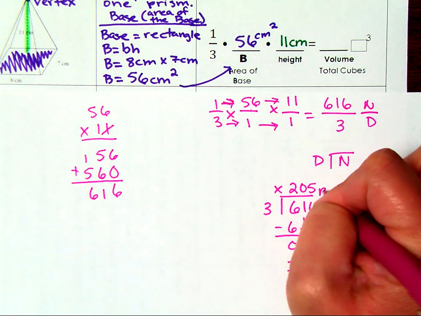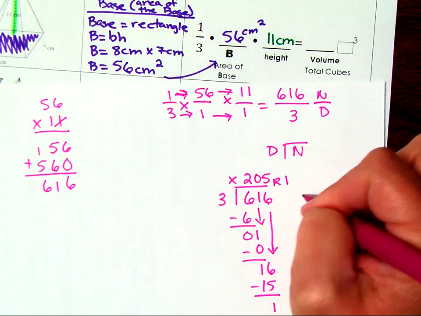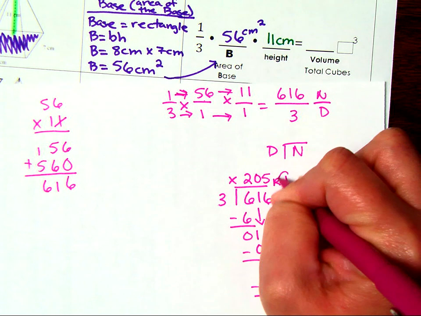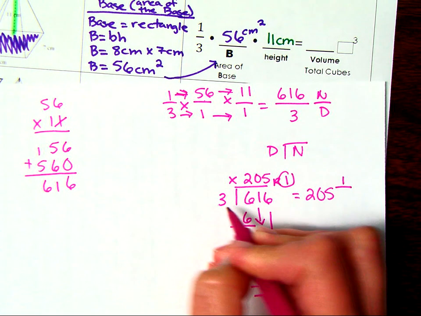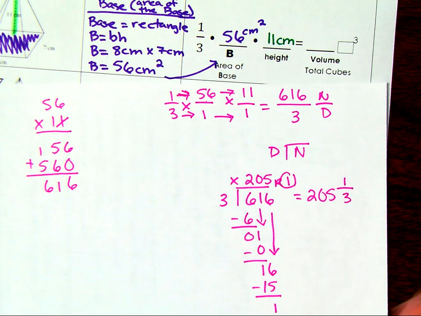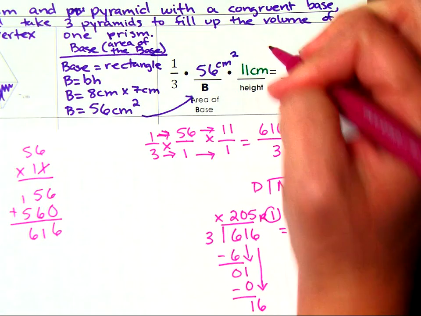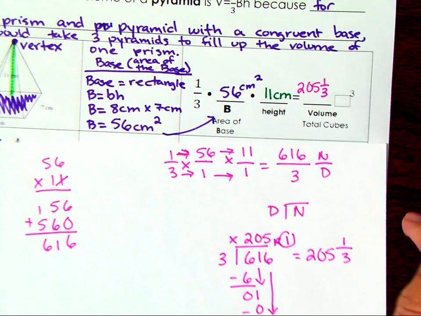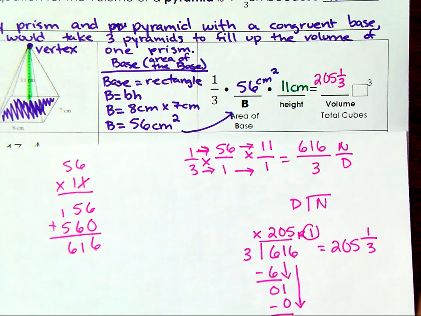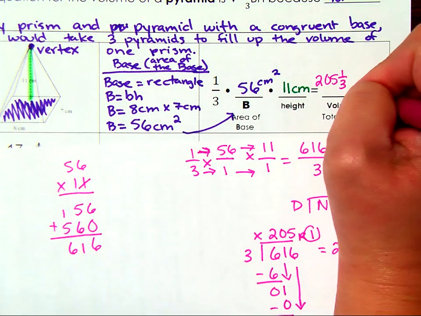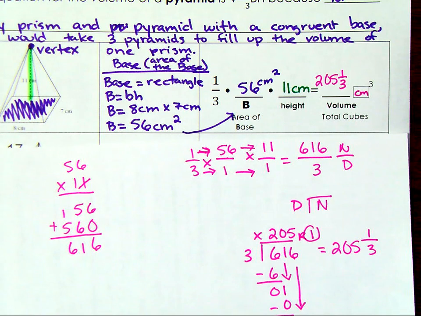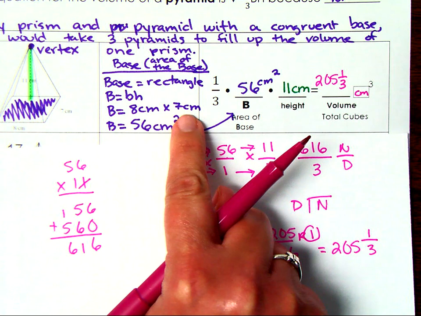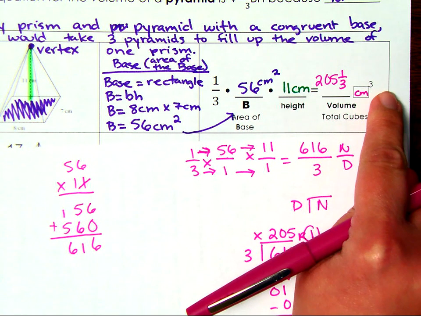If it doesn't go in evenly, we can say remainder 1, because we can make that a mixed number. So 205, your remainder is going to be your numerator. What you divided by is going to be the denominator. So after all of that, we see 205 and 1/3, and that's okay. You can have mixed numbers as your answer. And then my units were centimeters, and it's going to be to the 3rd power because I multiplied. I had an exponent of 2, so centimeters times centimeters times centimeters again. You see it 3 times.